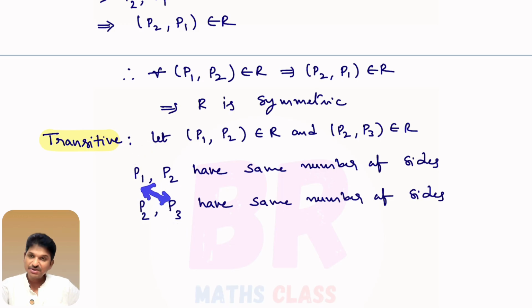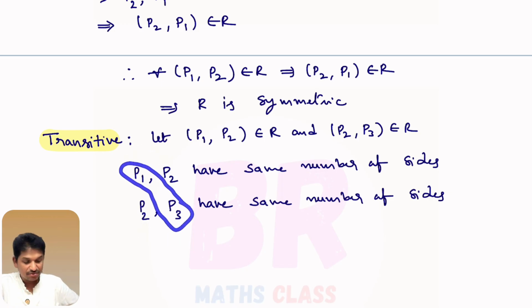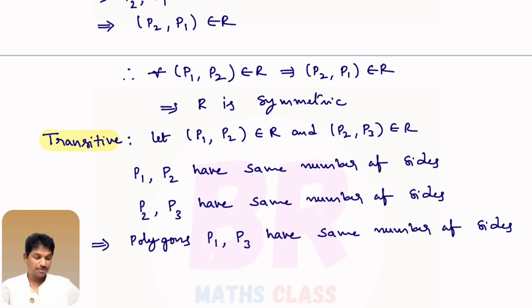Actually, we cannot discuss much here. If I discuss much here, it's just insulting to you, right? P1, P3 have the same number of sides or not? Yes, P1, P3 are having the same number of sides. It can be understood easily because you see P2 is there here, P2 is there here, right? These two polygons have the same number of sides, and these two polygons have the same number of sides, means the polygons P1 and P3 also have the same number of sides. From this, I can write the ordered pair (P1, P3) belongs to the relation. This tells you that the relation R is transitive.